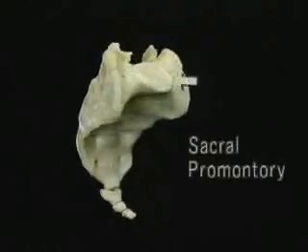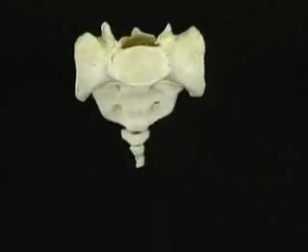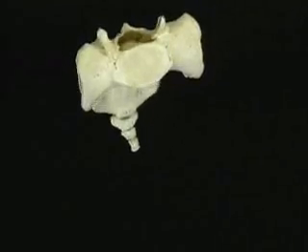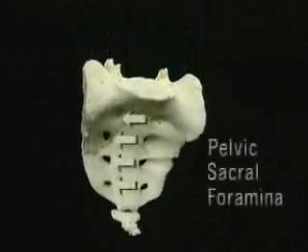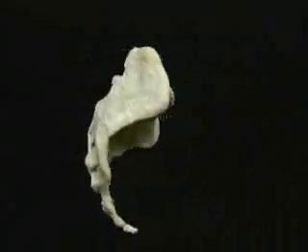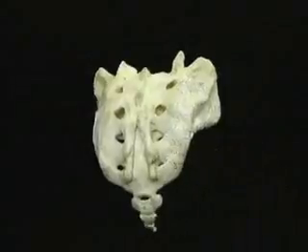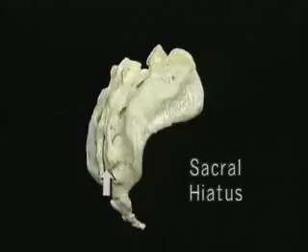The most anterior point on the sacrum is called the sacral promontory. The vertebral canal continues down the back of the sacrum. From within the vertebral canal, the anterior rami of the spinal nerves, S1 to S4, emerge from these pelvic sacral foramina. The posterior rami emerge from these dorsal sacral foramina. The vertebral canal ends at this opening, the sacral hiatus, that's shaped like an upside-down V.